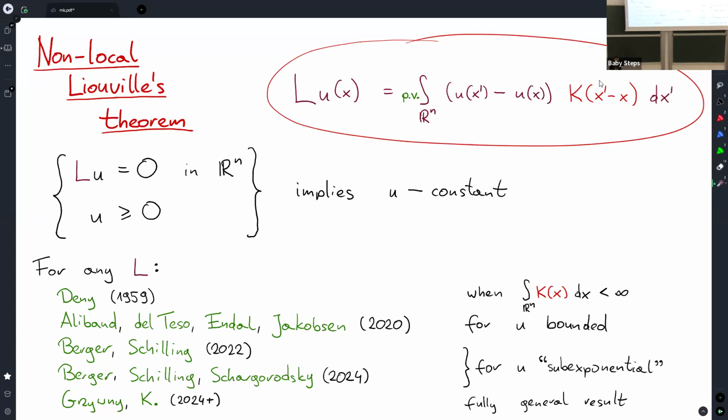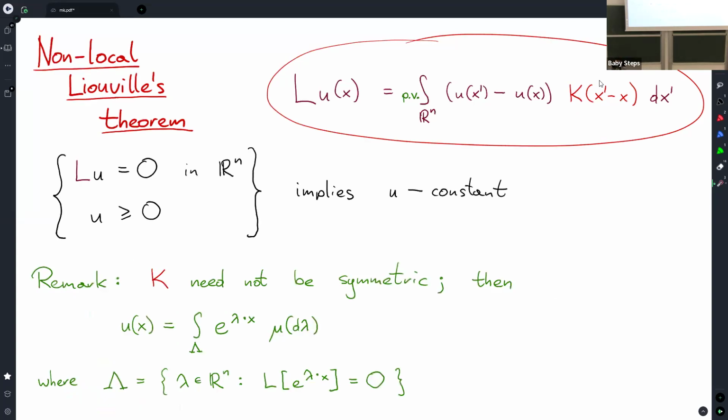Indeed, every positive L-harmonic function is necessarily constant as long as L is given by that expression. There are some hidden assumptions, like that K is non-trivial, so, for example, it's not concentrated on a proper subgroup or something like that. We allow K to be a measure, but let's just keep things simple and consider K to be a positive function, positive on some set of positive measure. All right.